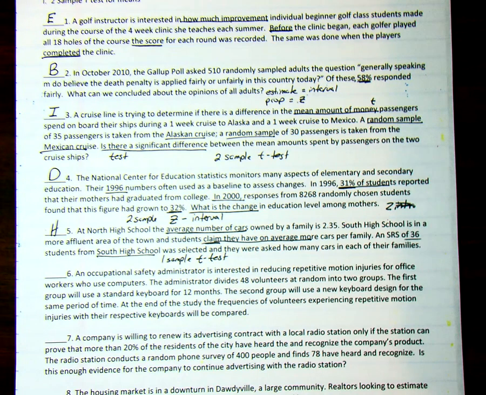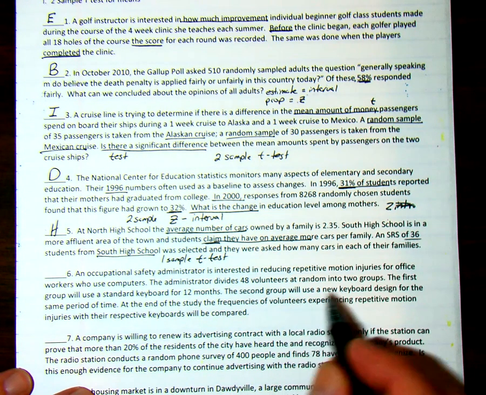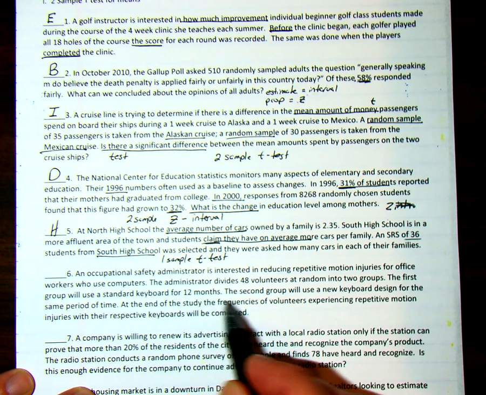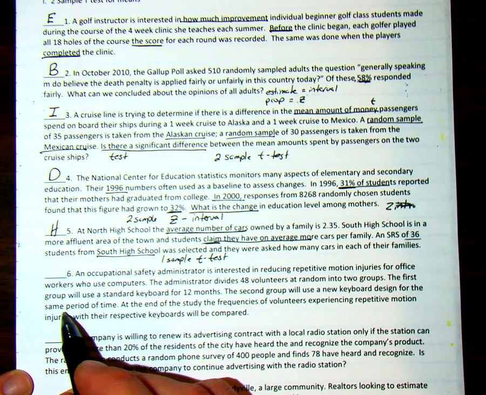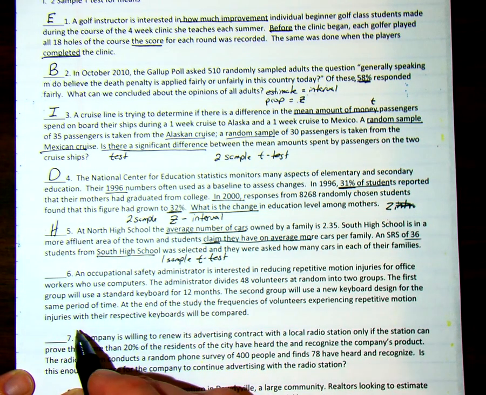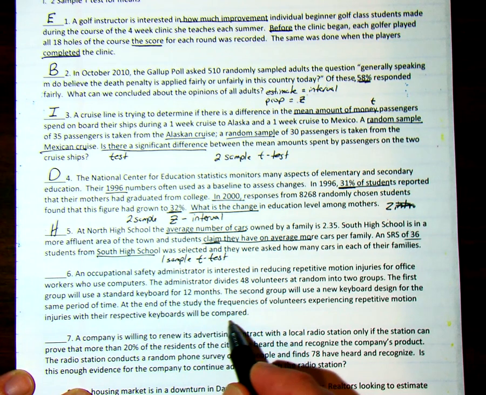An occupational safety administrator is interested in reducing repetitive motion injuries for office workers who use computers. The administrator divides 48 volunteers randomly into two groups. The first group will use a standard keyboard for 12 months. The second group will use the new keyboard designed for the same period. At the end of the study, frequencies of the volunteers experiencing repetitive motion injuries will be compared.